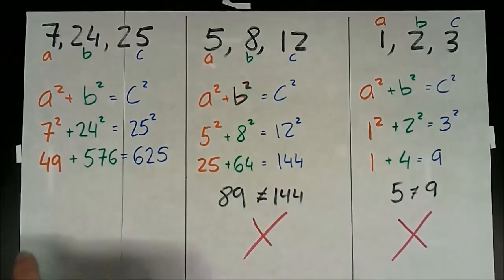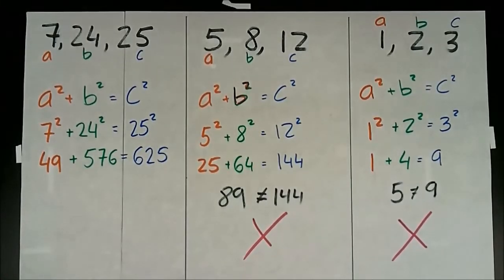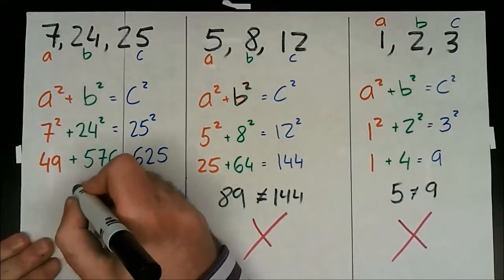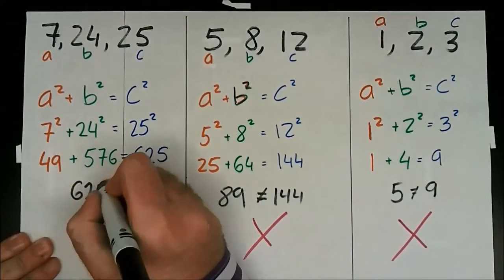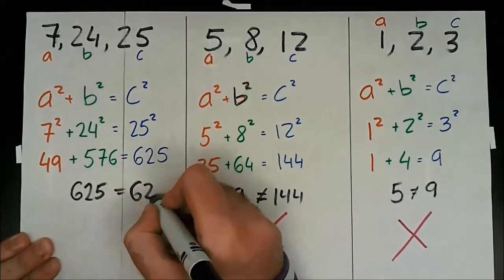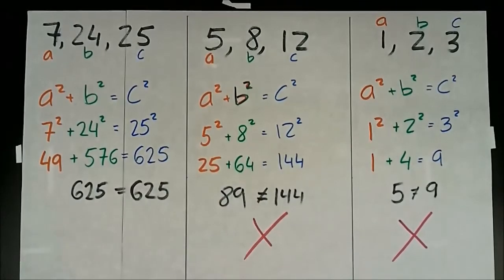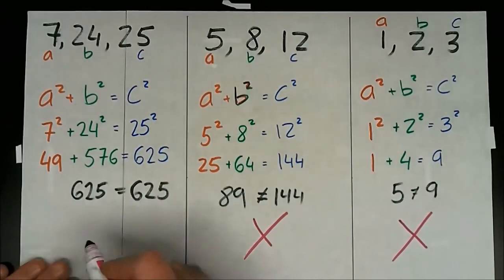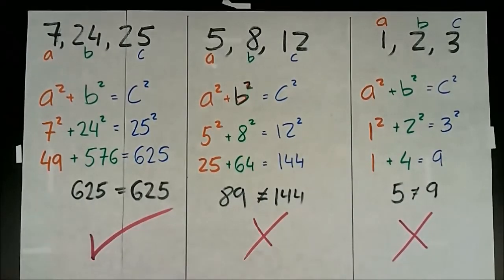Let's do some math. 49 plus 576, what is that? It's 625, and it equals 625. Yes, the Pythagorean theorem works for this set of sides, which means this is indeed a right triangle. Yay. And that's it. Two things we learned today: what the Pythagorean theorem is and how it works, and how to use it in reverse to find out if a triangle is right or not, if it has a right angle or not.